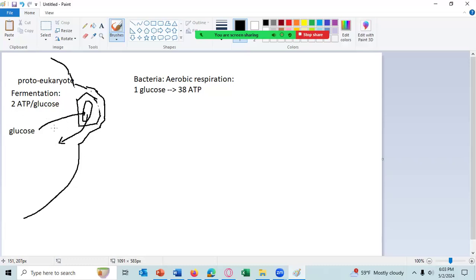The proto-eukaryote fed the bacteria glucose, and then the bacteria made lots of ATP for the proto-eukaryote, much more ATP than the proto-eukaryote could make from a molecule of glucose. The two have lived together for so long that now we no longer find the bacteria living on its own. We only find it living within the proto-eukaryote. And the bacteria became the mitochondria of the proto-eukaryote, which now we're going to call the eukaryote cell.